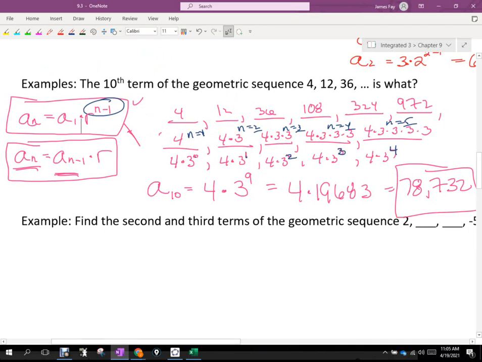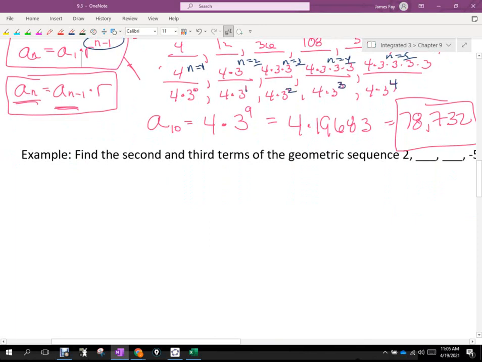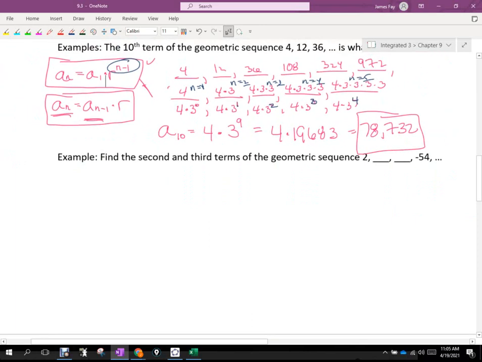Okay? So that's how you do that type of problem when they ask you to predict what a 10th, 12th, 30th, whatever term is, okay? Now, eventually, just because it's multiplication, values get so much bigger, so much faster than addition. If it's a geometric sequence and they ask me to find like the 1,000th term, okay, my calculator is probably going to not know how to do that.